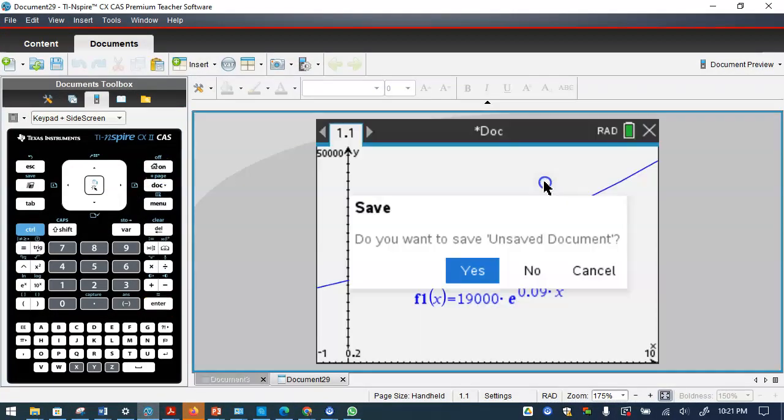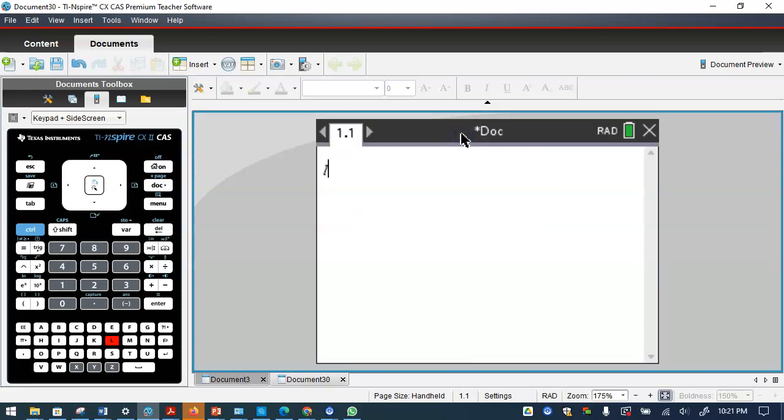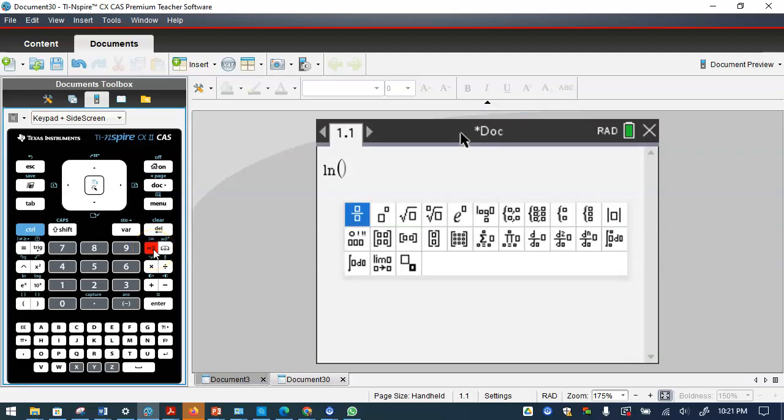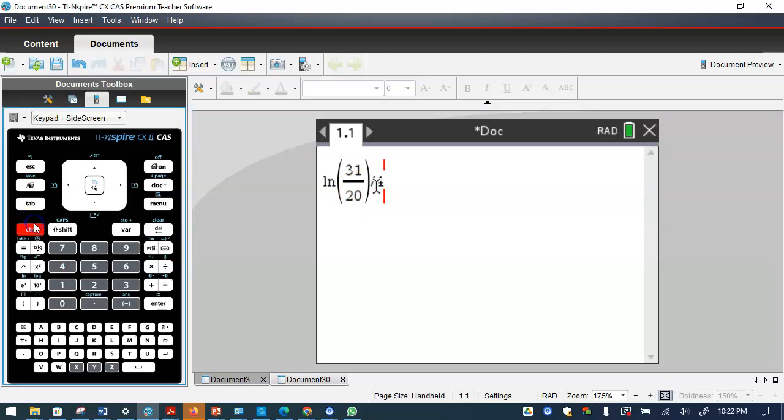So if I want to put it directly into the calculator, let's see, ln of 31 divided by 20, this is 20, and the whole thing has to be divided by 4. Press Control Enter, and you get that.